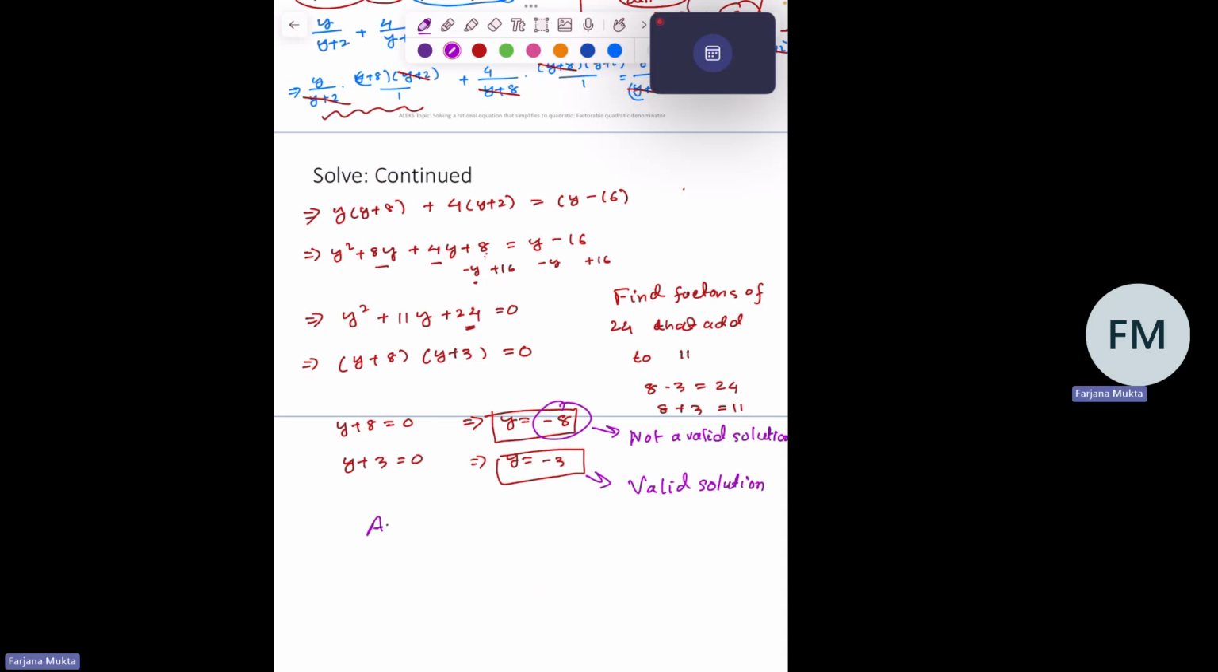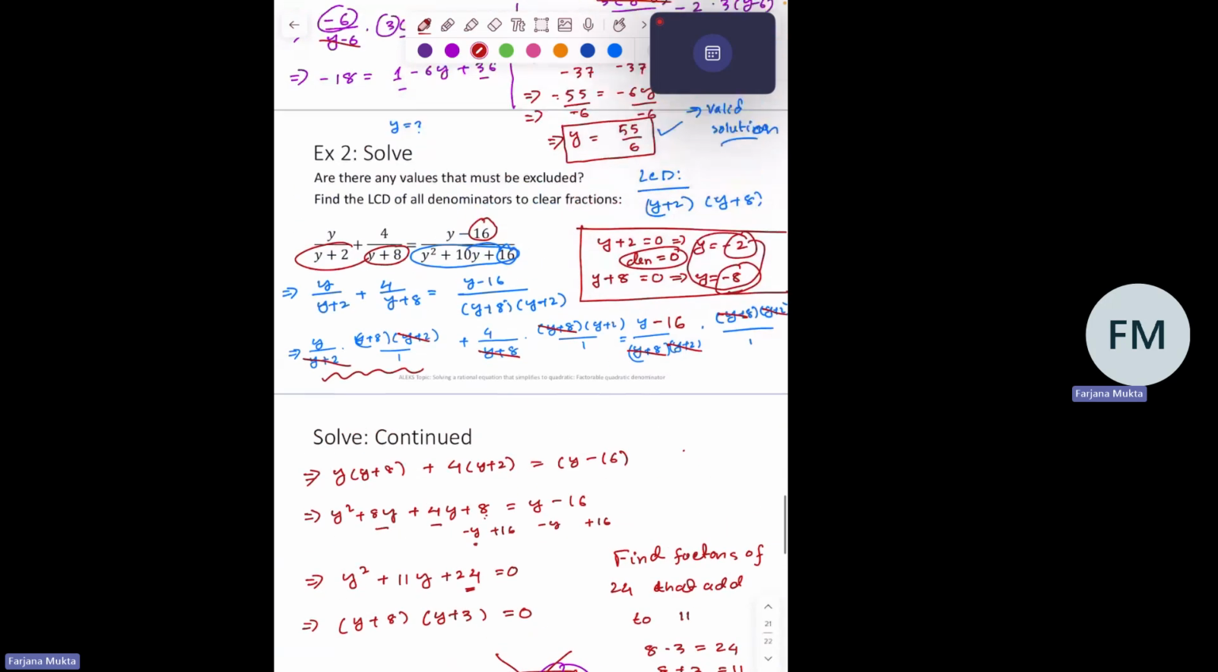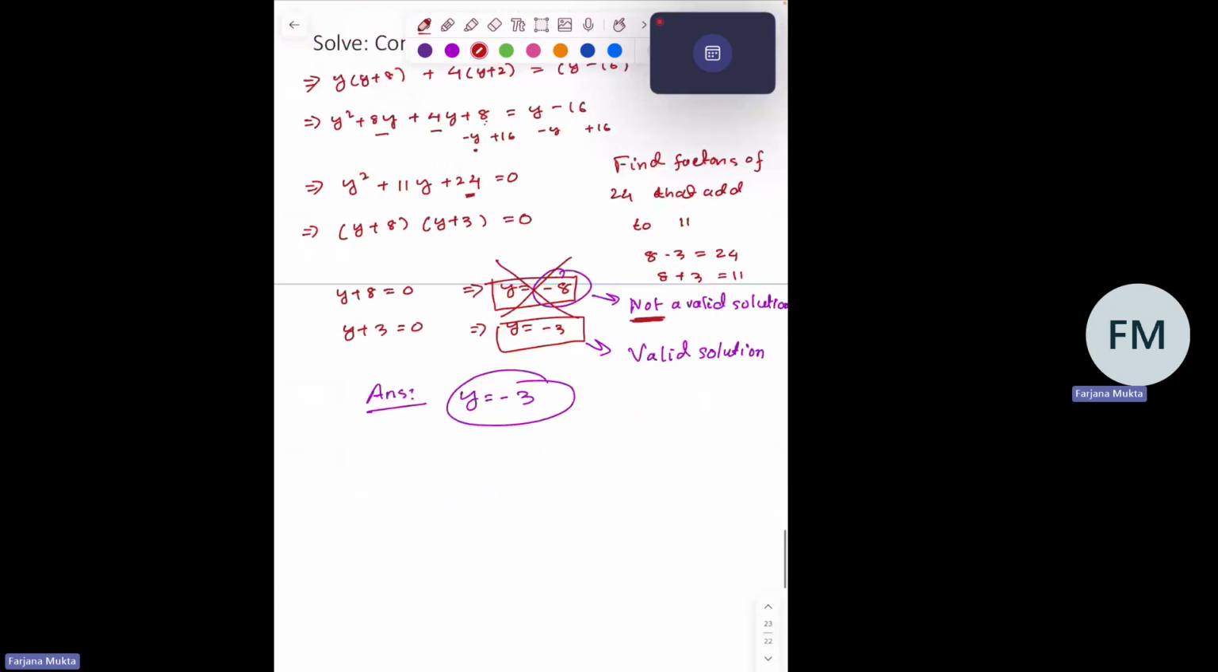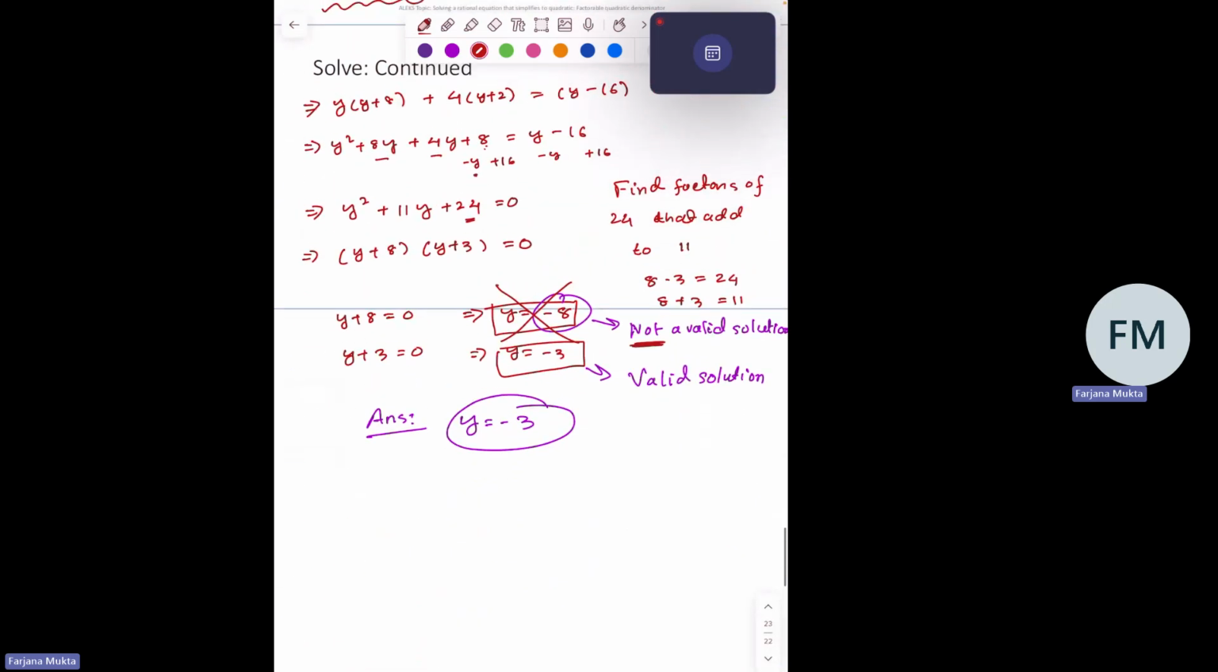So our answer is y equal to negative 3. We are dropping the y equal to negative 8 here, because that's not a valid solution. All right? I hope it makes sense. Now we are done with our module for rational expressions.